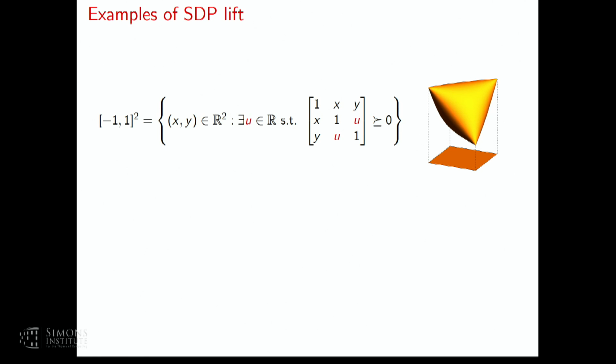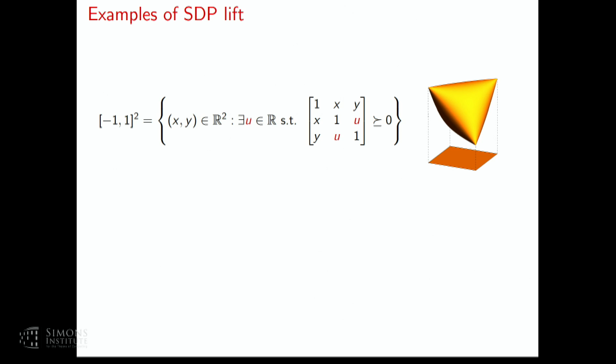So why is this equality true? Let me give you maybe one direction. If this matrix is positive semi-definite, then you see that all the 2 by 2 minors have to be non-negative. So this determinant has to be non-negative, so 1 minus x squared has to be non-negative. The same for 1 minus y squared, and so x has to be between minus 1 and 1. And the other direction, proving that the square is included in this, is also not difficult.